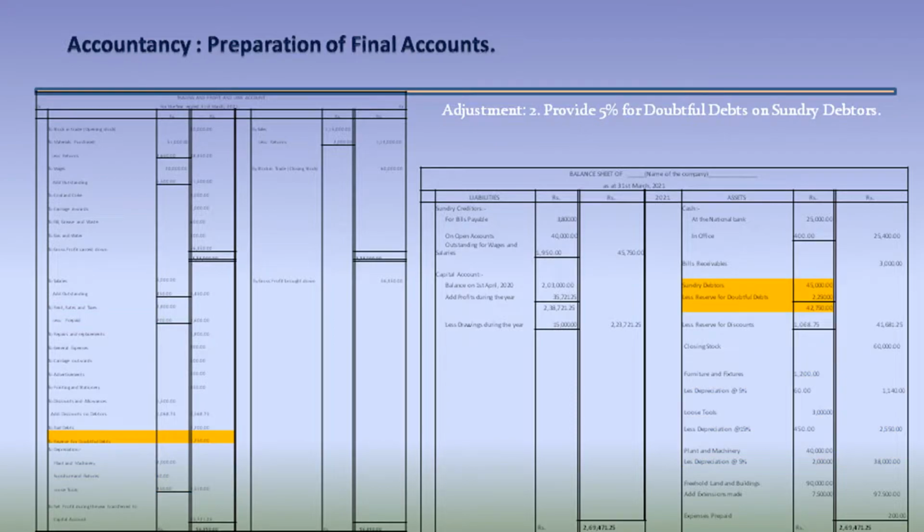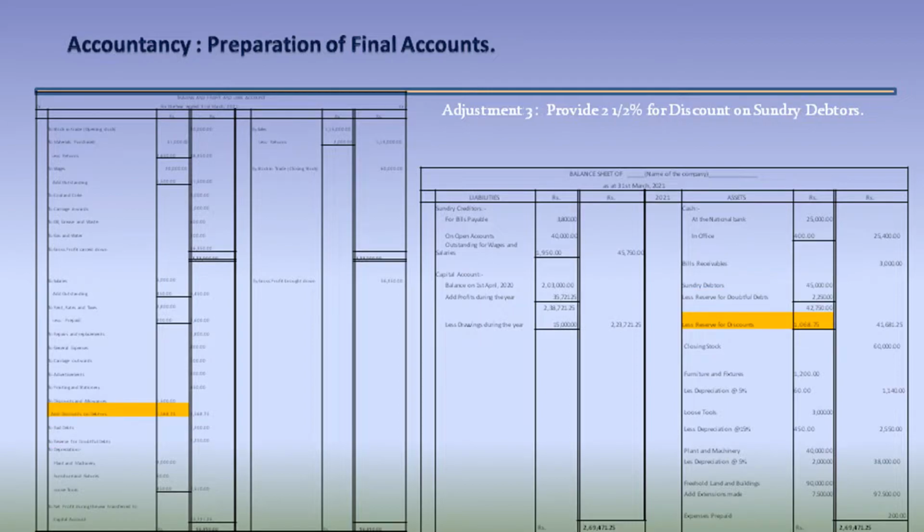Adjustment number 2. Provide 5% doubtful debts on sundry debtors. Cost of sundry debtors is 45,000. 5% of 45,000 comes to 2,250. So in the profit and loss account on the debit side, to reserve for doubtful debts 2,250 we have to show. And then on the balance sheet asset side, sundry debtors cost 45,000 less reserve for doubtful debts 5% 2,250. The net comes to 42,750. We will put this still in the inner column as we need to provide further reserve for discounts in the next adjustment.